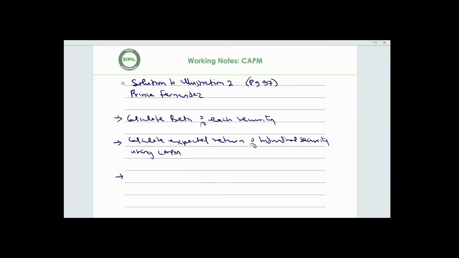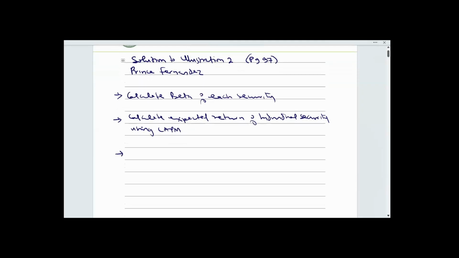Then step three, you estimate the return of the portfolio. Then step four, you calculate or determine the risk of the portfolio. The examiner says you should use the CAPM method.